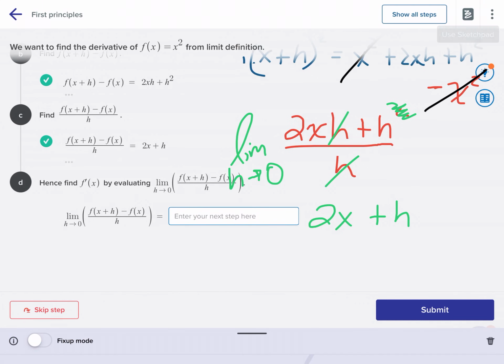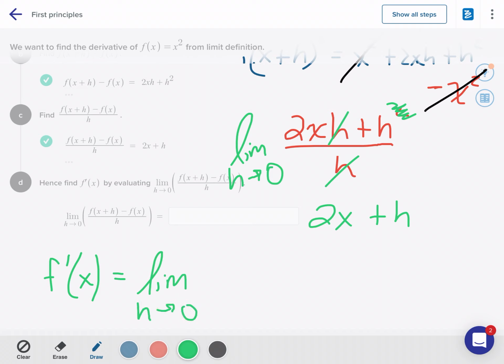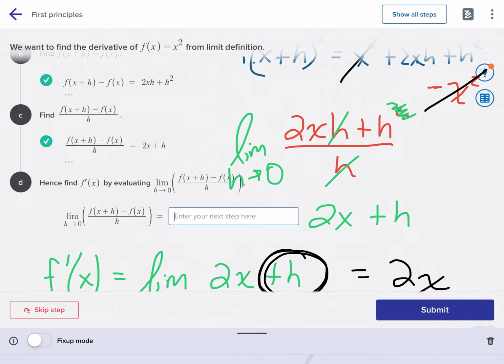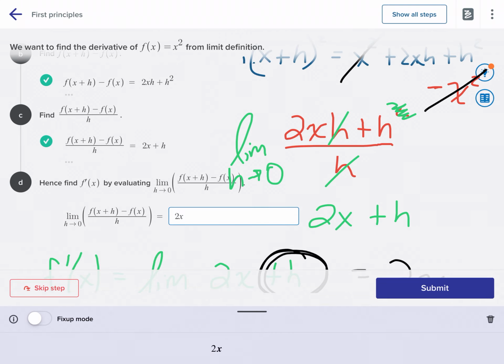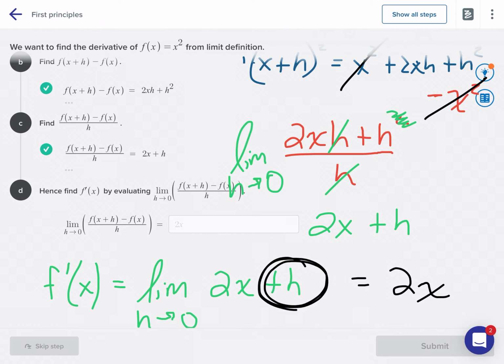Hence, find f prime of x by evaluating the limit as h approaches 0 of 2x plus h. Well, if h approaches 0, then this thing will end up going away, and we should just have 2x. So the derivative function, which is also, by the way, going to represent an instantaneous slope for the function x squared, should be 2x.